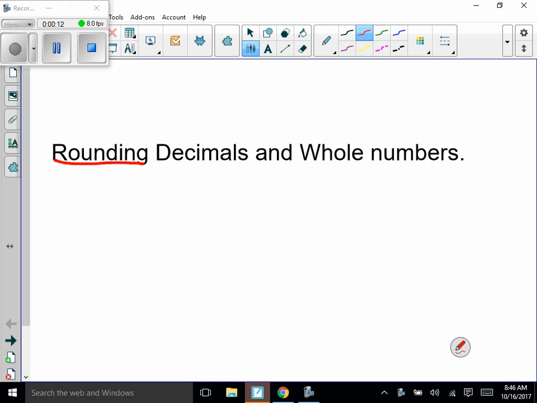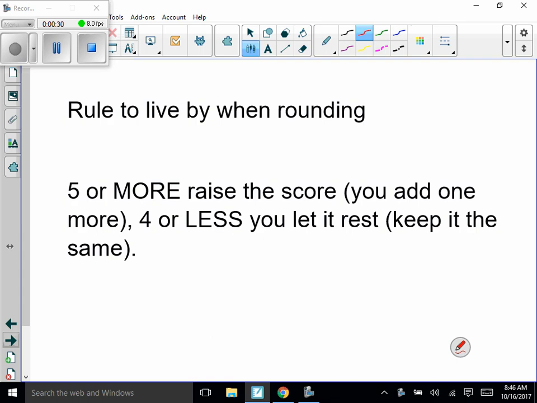Today we're going to round some decimals and also round some whole numbers. And I don't think it's too crazy of a deal. Maybe some of you have already done it in the past with whole numbers, but it's always good to have a refresher. What I basically do is I look at it and think of one special rule that helps me through it all the time. It always works.